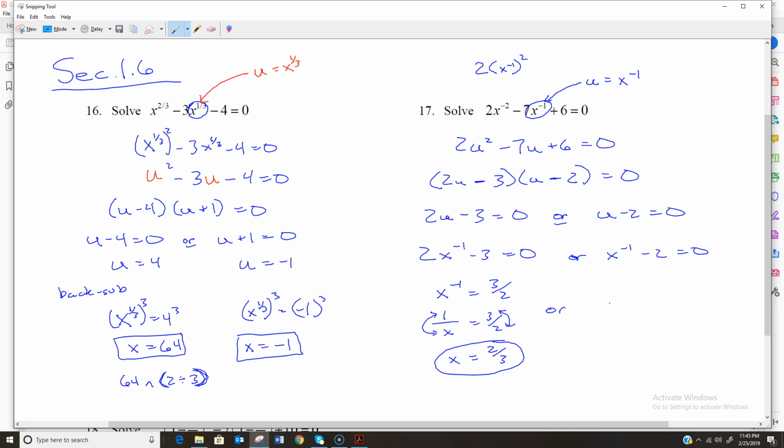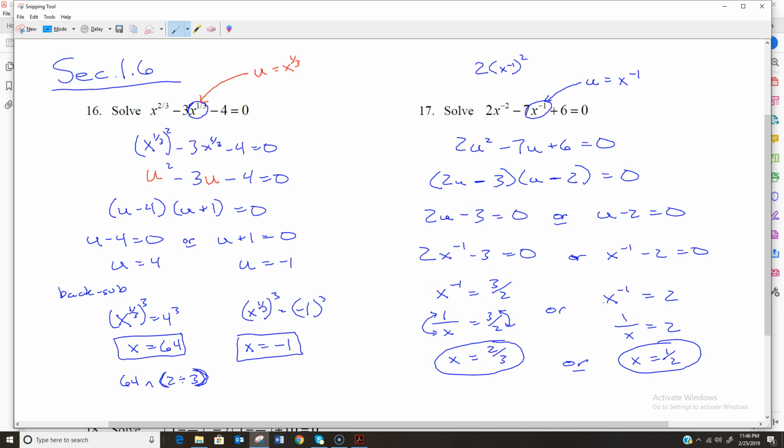Or over here you get x to the -1 equals 2. If I put the x on the bottom so I get rid of the negative, that means 1 over x equals 2. If I flip both sides, take the reciprocal of both sides, I get x equals 1/2. And those are your two possibilities.